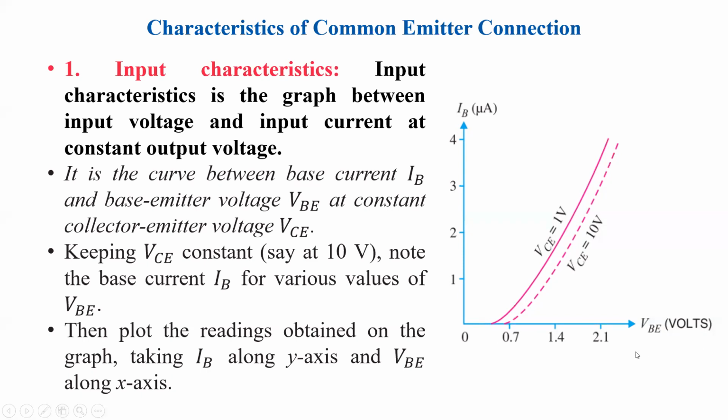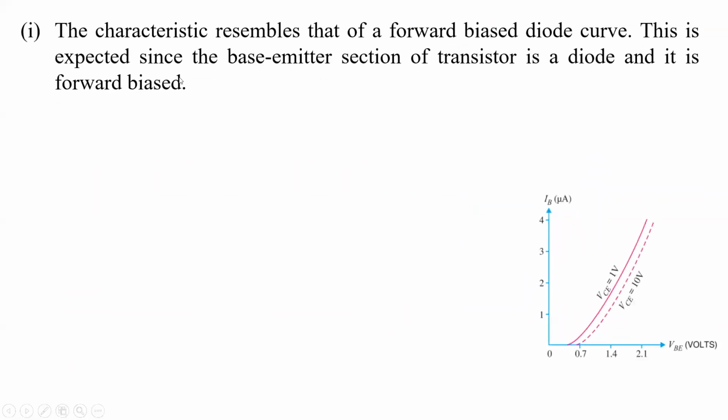Since it is the base emitter junction characteristic, the base emitter junction is always forward biased for proper working of the transistor. That is the reason why this base emitter voltage and base current behaves like a forward biased diode. So how does this particular input characteristic become important, and what information can you take from the input characteristic? Let us see that.